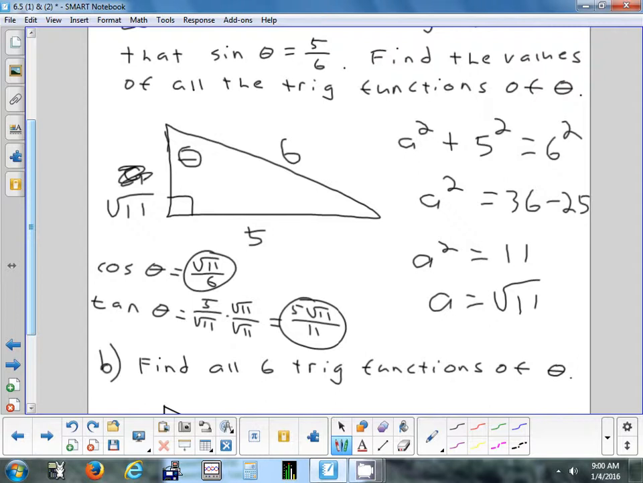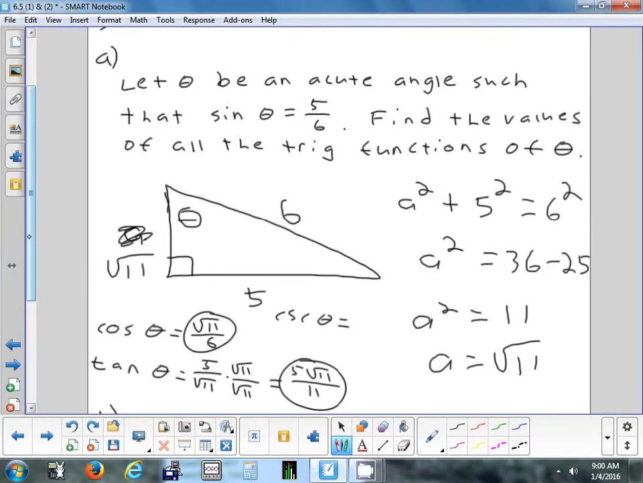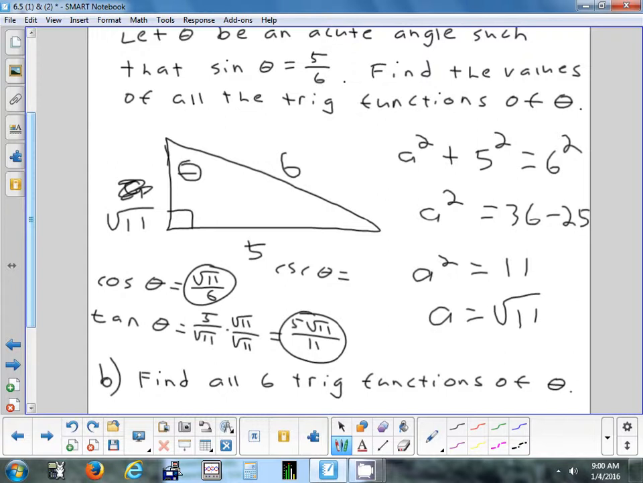Let's do my cosecant. Okay, cosecant, we could have done that one right away. How do you get cosecant very quickly if you know the sine? Flip it. Yeah, just flip it. So your cosecant is 6/5. So in fact, if all they wanted was the cosecant, you wouldn't even need the Pythagorean theorem. Okay, the only reason I needed it is because they want all of them, not just cosecant.